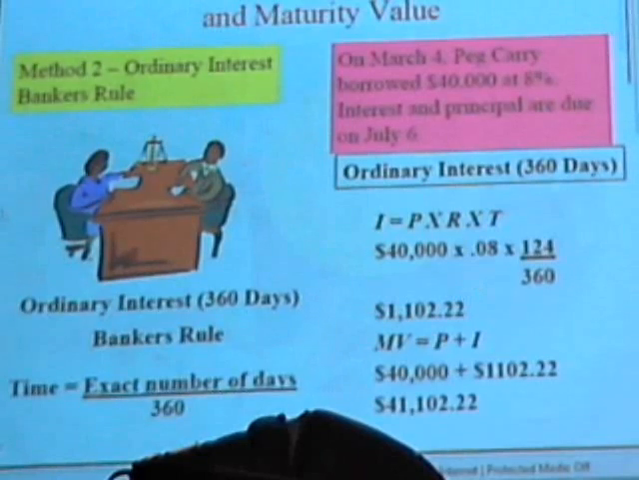More. So you're always going to come out with a higher amount of interest and a higher maturity value when you use the ordinary interest method. You would think it'd be the other way around, but I'm not even going to touch that. It's just going to be a higher rate, period.